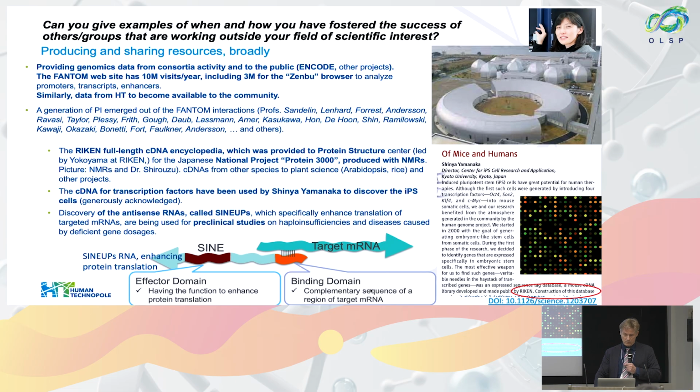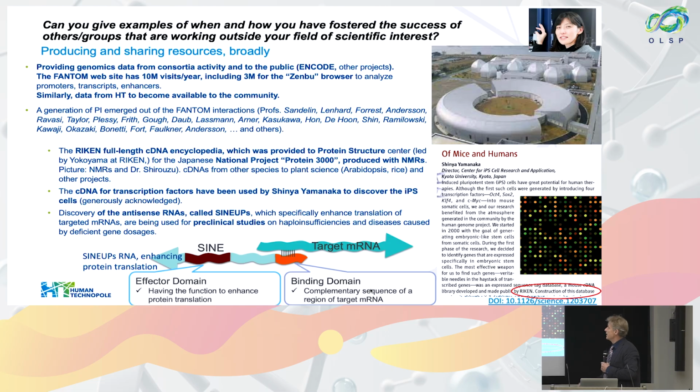Maybe one more slide, and then I'm going to skip some of them, but it's important. For instance, Shinya Yamanaka has been using the FANTOM cDNAs to obtain the transcription factors for his experiment. He kindly acknowledges us all the time. Those cDNAs have been used for the protein 3000.